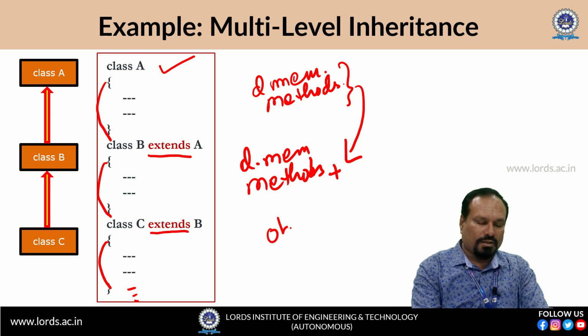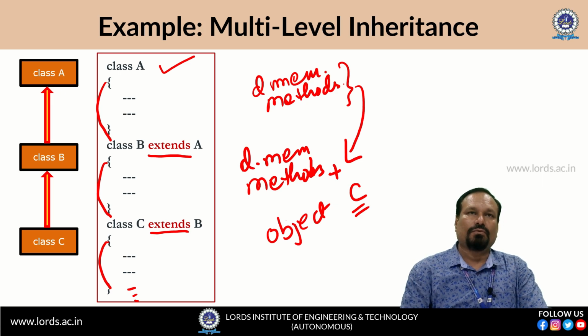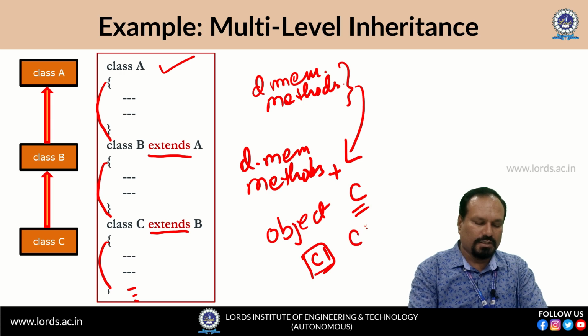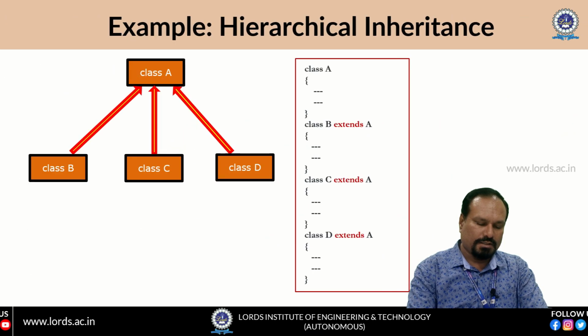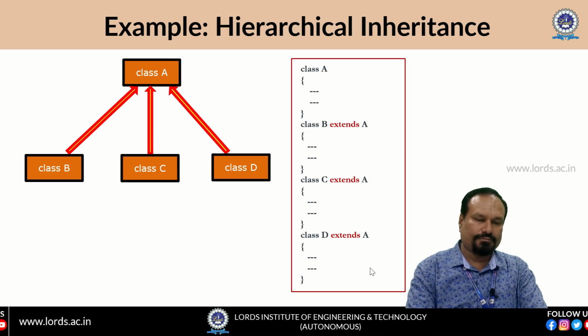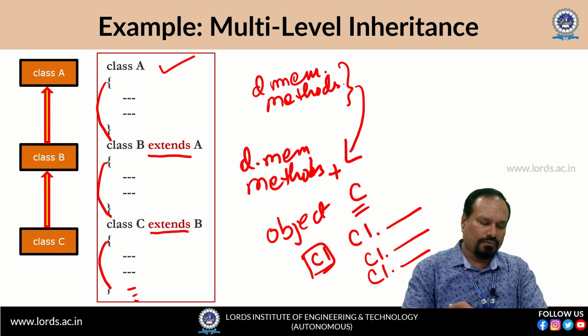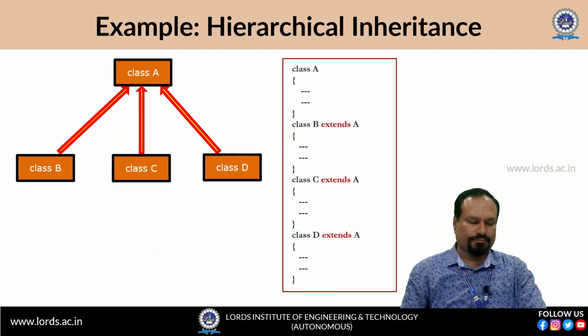If we create an object of class C, that is enough to invoke all the methods of A, B and C. How? If C1 is an object of class C, we say C1 dot method name of class A, C1 dot method name of class B, and C1 dot method name of class C.